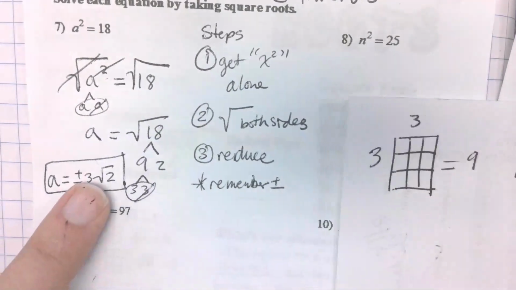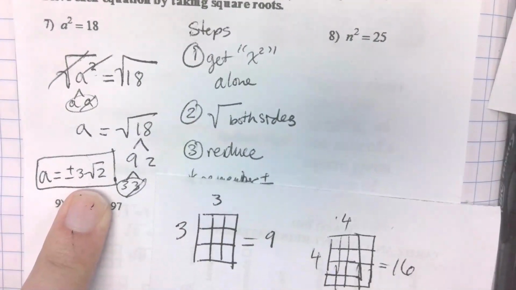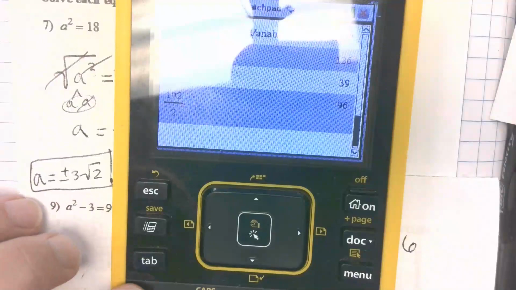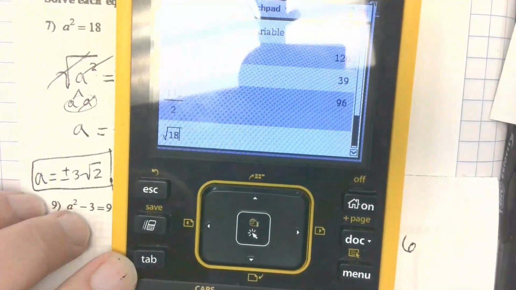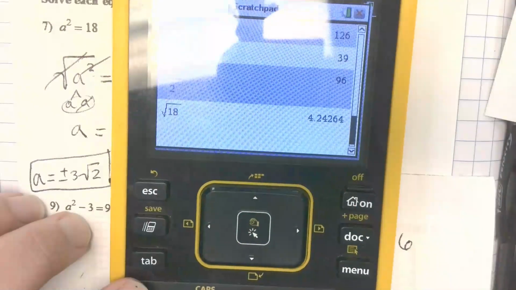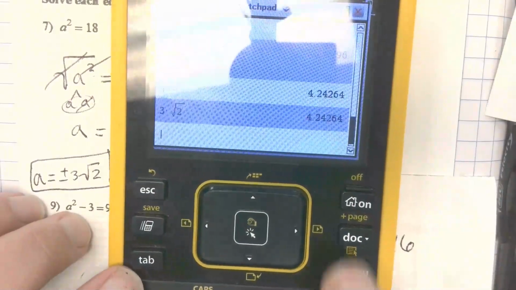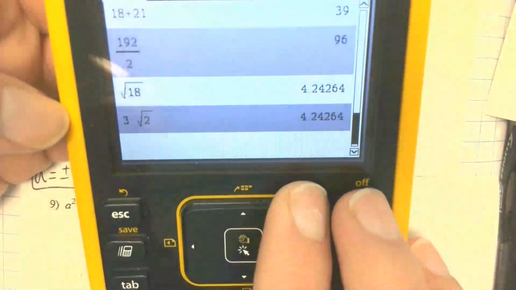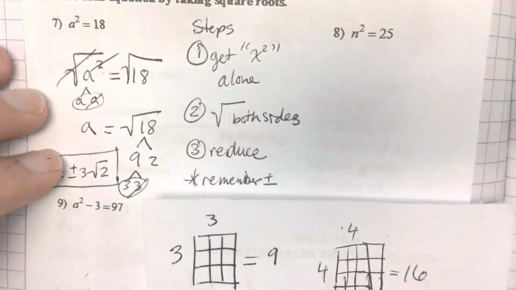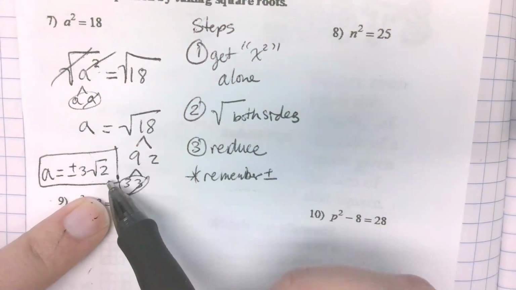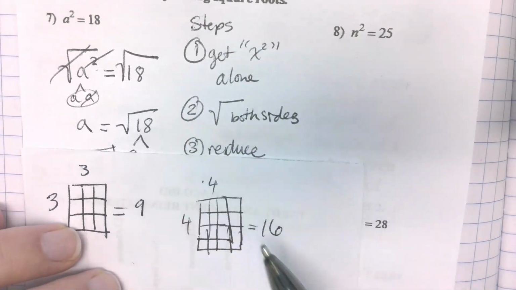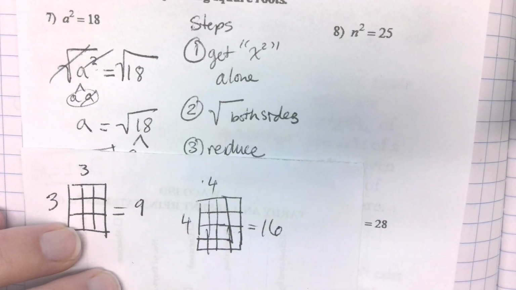I just want to put this in the calculator so you can see what the decimal would look like. So if I do the square root of 18, do you see how it's just a little bit bigger than 4? Do you see how 3 square root 2 gives you the same thing? Are you guys seeing it? Okay. So this is giving you a little bit bigger than 4, which makes sense, right? Because it's just a little bit bigger than 16 on the inside. See how 18 is just a little bigger than 16?